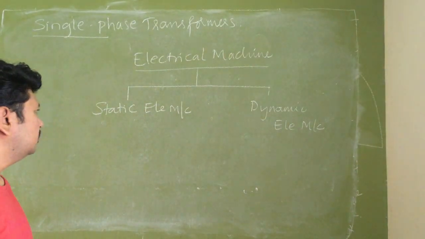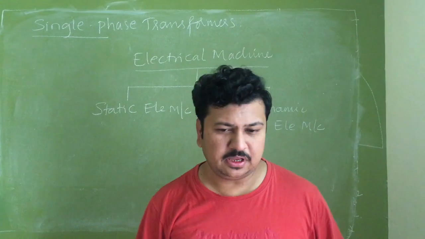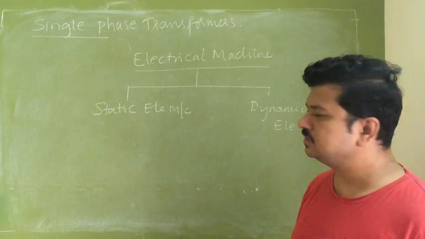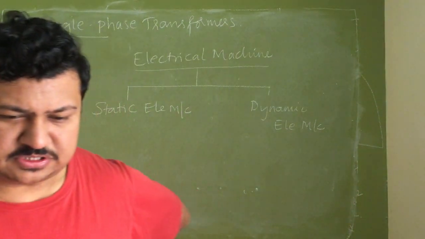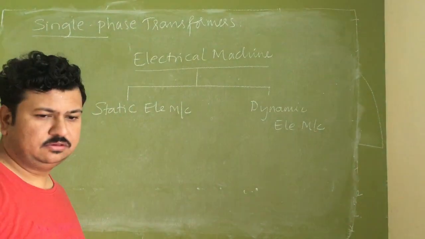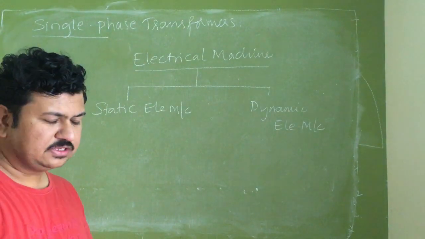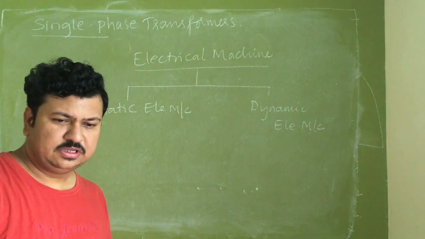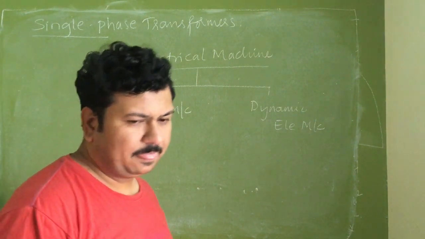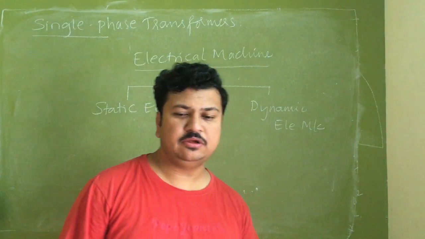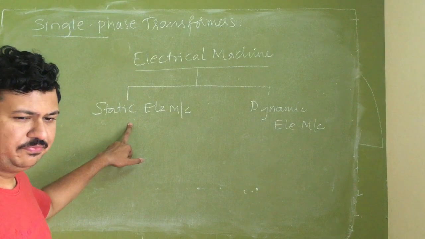So static and dynamic, the names appear with respect to the physical operation of the machine: a static machine is stationary and dynamic machines are rotating or moving. But actually the fundamental concept behind static and dynamic is that static machines work on statically induced EMFs, dynamic machines work on dynamically induced EMFs or torques. What is statically induced EMF?